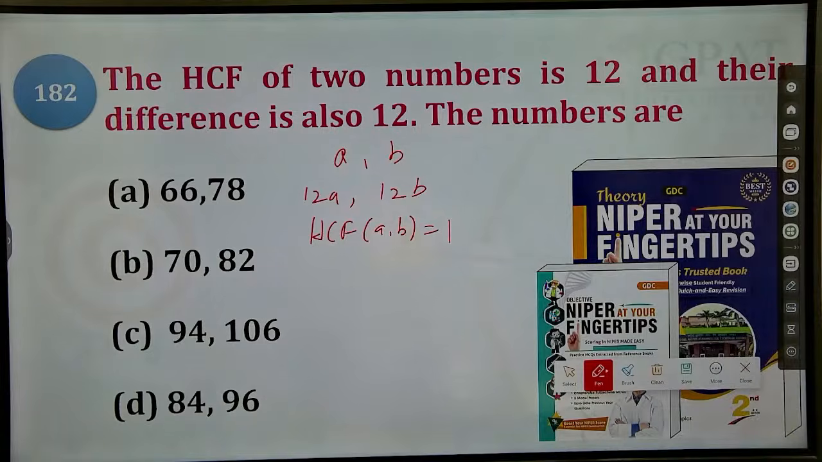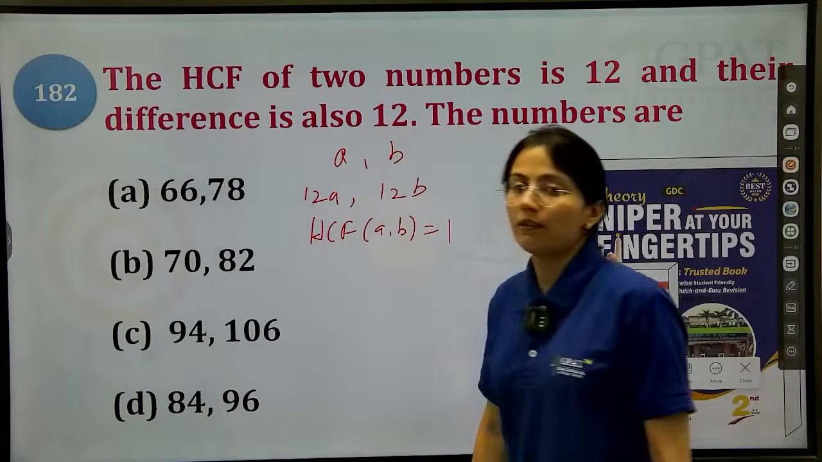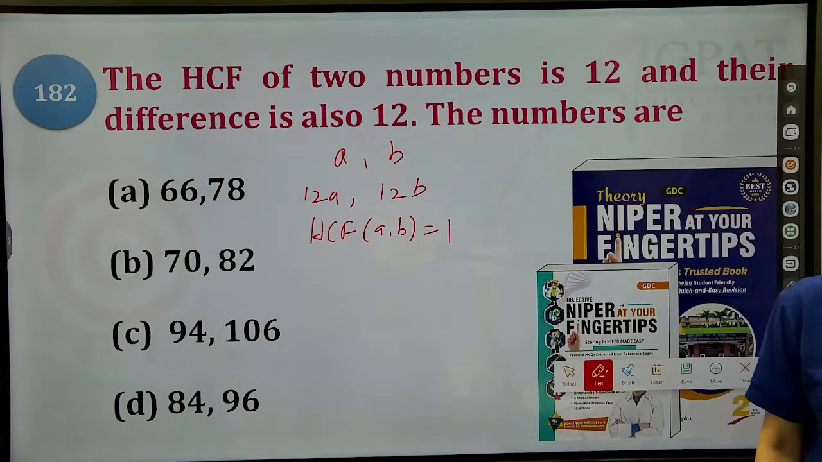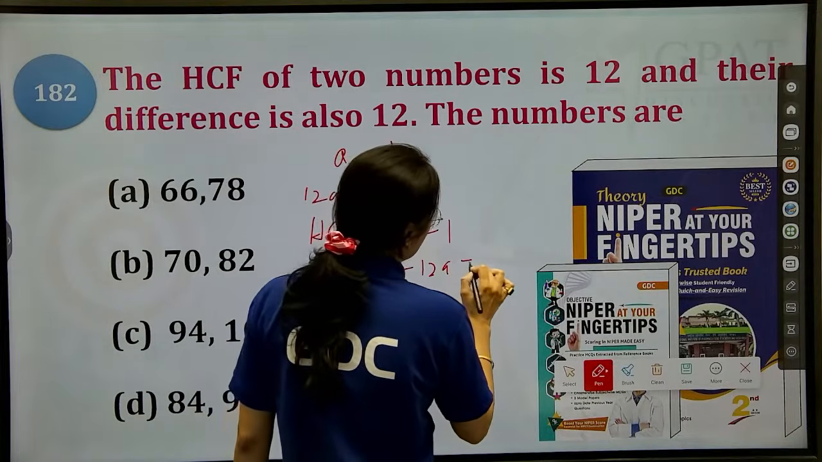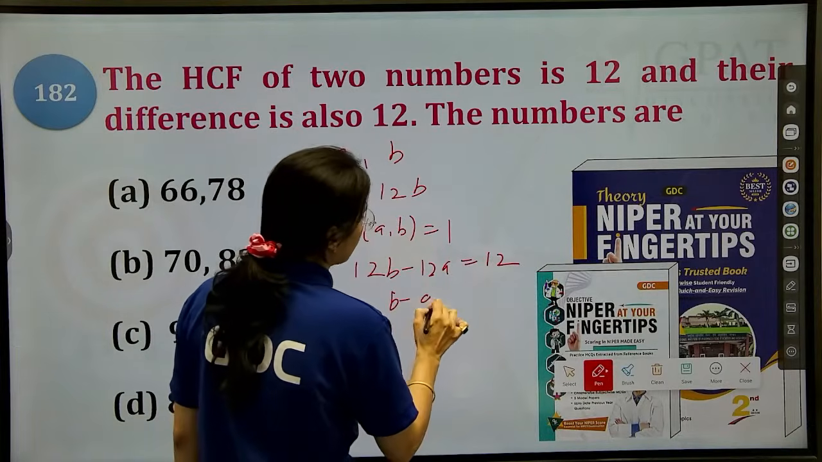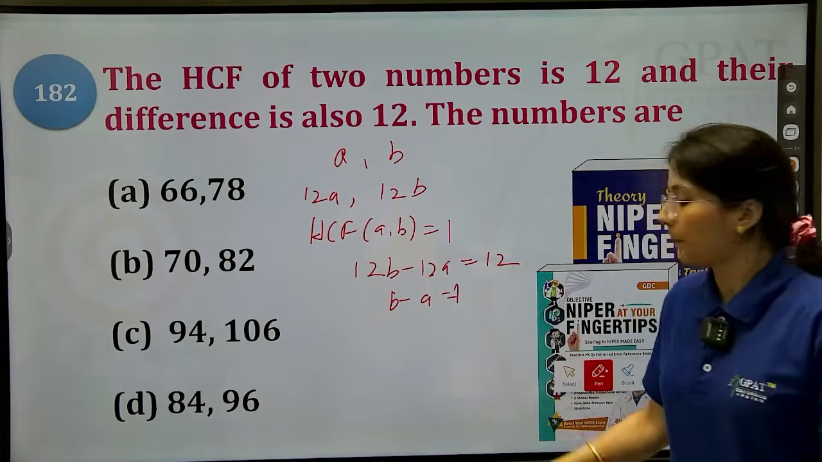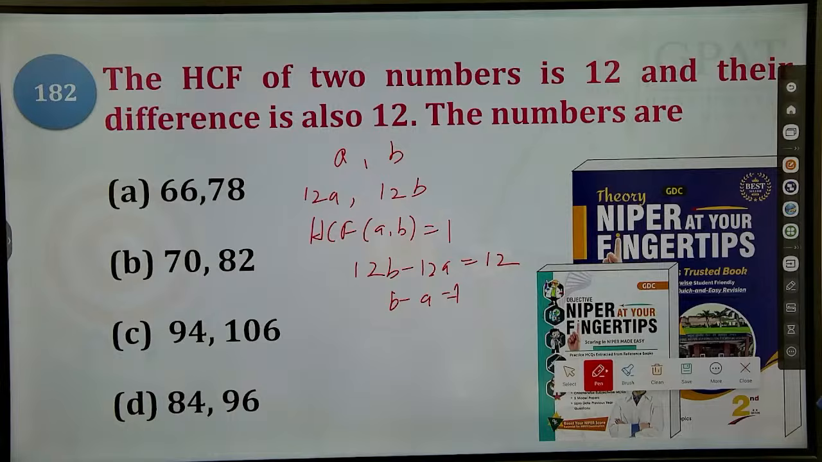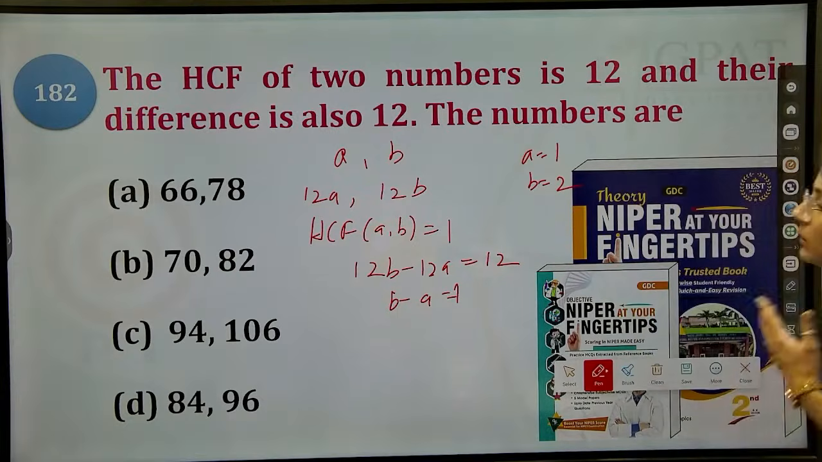So the difference is what? That is 12. So 12B minus 12A is equal to 12. So B minus A is equal to 1. So A is equal to 1 and B is equal to 2.